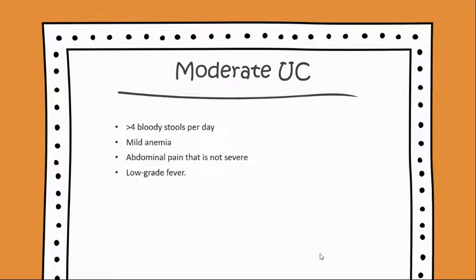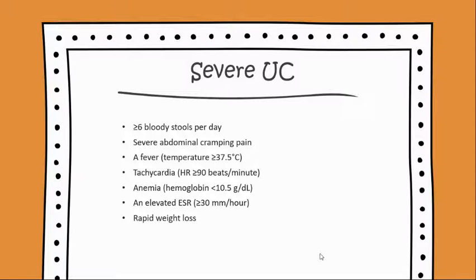Moderate UC, greater than 4 bloody stools per day, mild anemia, abdominal pain that is not severe, and a low grade fever. Severe UC includes greater than or equal to 6 bloody stools per day, severe abdominal cramping pain, a fever of greater than 37.5 degrees Celsius, tachycardia, of which a heart rate of greater than or equal to 90 beats per minute, anemia, hemoglobin less than 10.5 grams per deciliter, an elevated ESR of 30 mm per hour, and rapid weight loss.